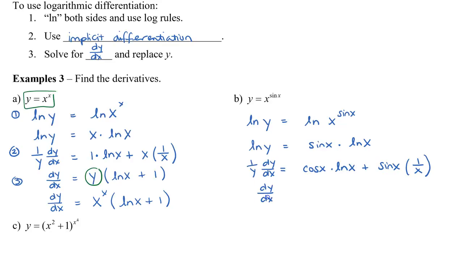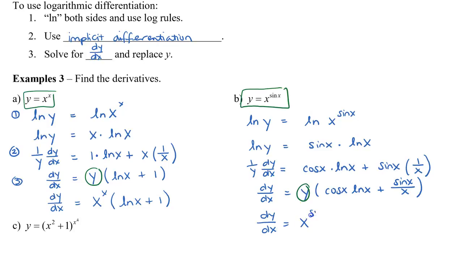Move my y to the other side by multiplying. So now I have cos x times ln x plus sine x divided by x. And then finally, replace my y here with this expression back up here. So dy/dx is equal to x to the power of sine x times (cos x times ln x plus sine x divided by x).